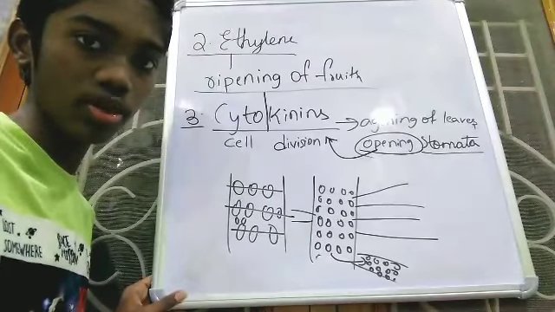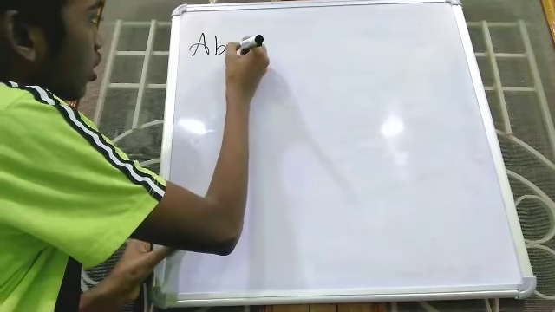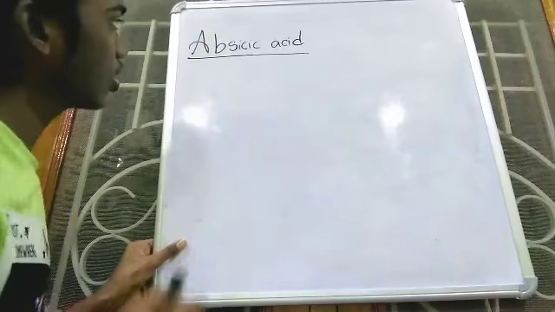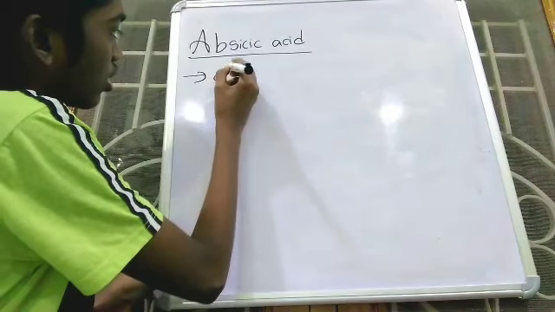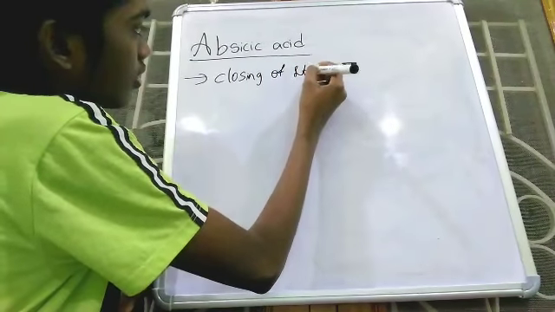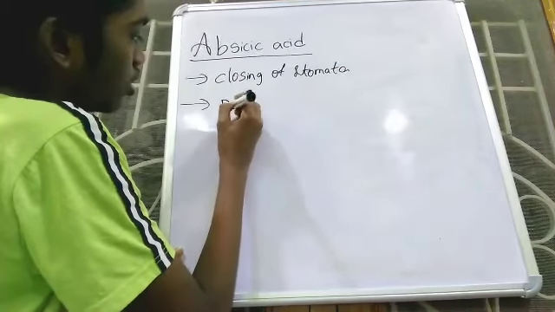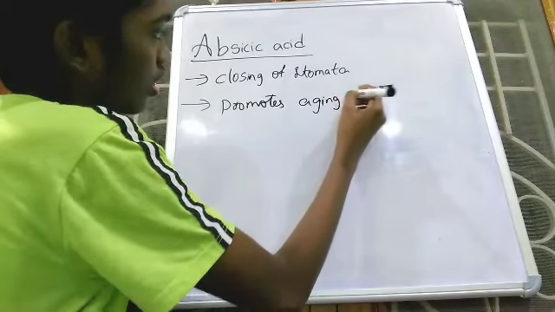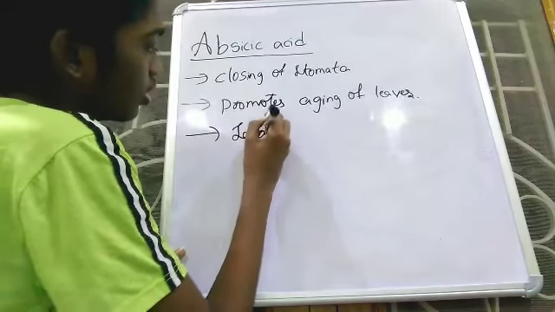Now coming to the next plant hormone, abscisic acid. What is abscisic acid? It is a plant hormone and its functions are closing of stomata, it promotes aging of leaves, as well as it helps in the process of seed dormancy.